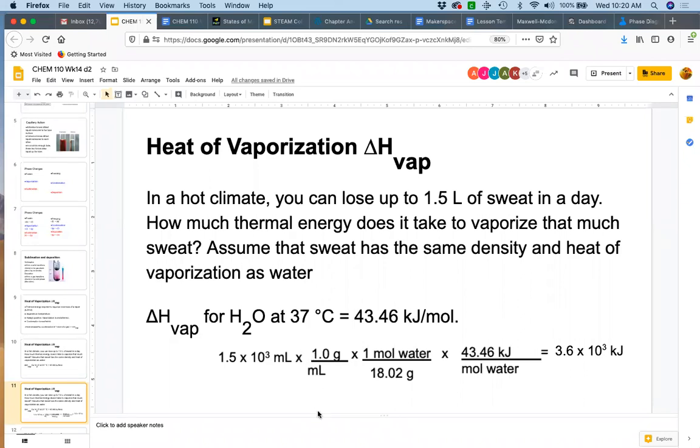Now there's another way that you could have solved this problem. You could have converted your density to grams per liter. It would have been the same outcome. Then you could have used 1.5 liters of sweat in a day with your density in grams per liter. That would have been a totally acceptable way to solve this problem too. So part of what I hope you see is that there are multiple ways that you can approach solving these problems, especially when it comes to manipulating units.